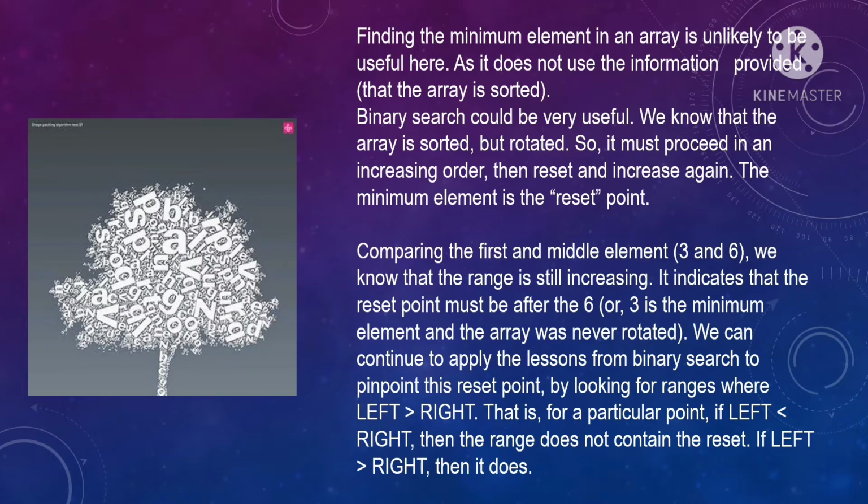Comparing the first and middle elements, 3 and 6, we know that the range is still increasing. It indicates that the reset point must be after the 6, or 3 is the minimum element and the array was never rotated. We can continue to apply the lesson from binary search to pinpoint this reset point by looking for ranges where left is greater than right. If left is less than right, then the range does not contain the reset. If left is greater than right, then it does.